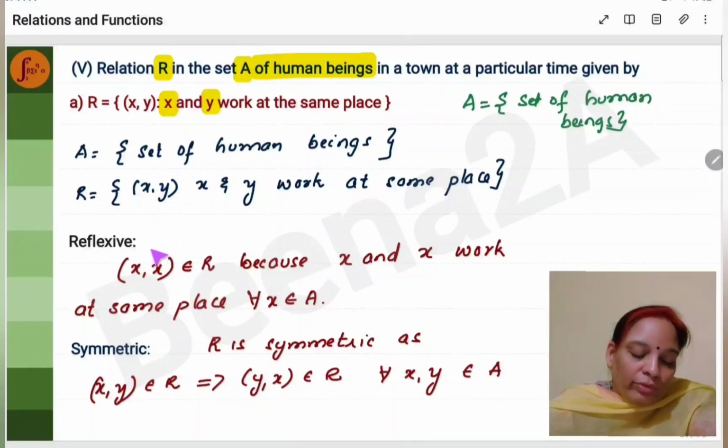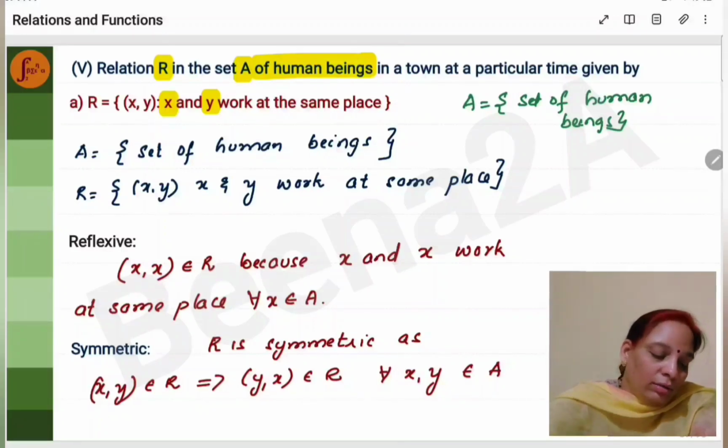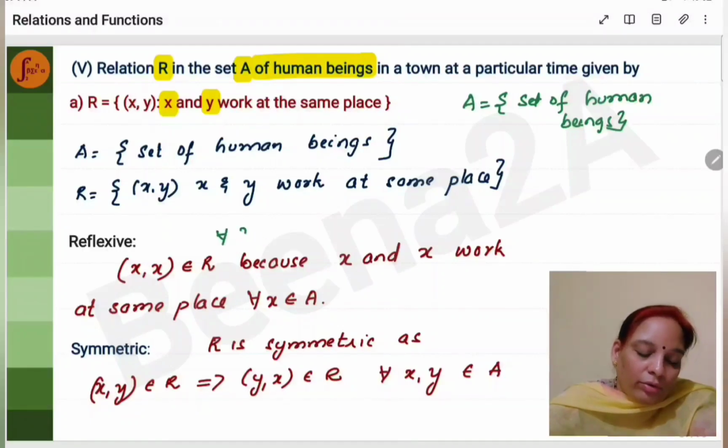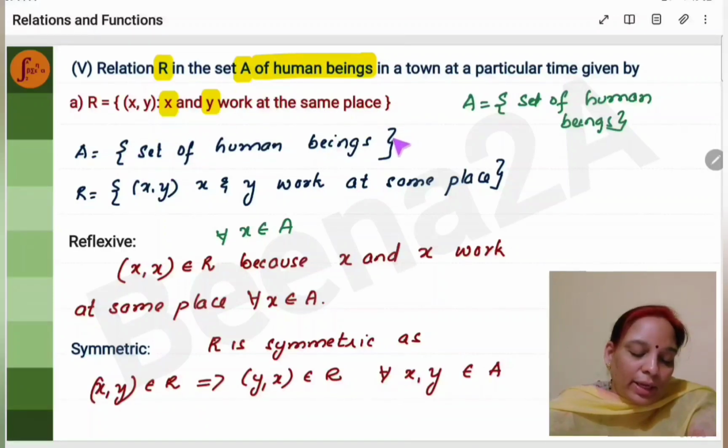Now, for reflexive, what should it be? The same element, x comma x. If x comma x belongs to R for all x that belongs to A. For every element in this set A, x comma x should belong to R. Now, all the human beings in this set should work in the same locality. So x comma x belongs to R because x and x work at the same place. X and x can work at the same place. Therefore, this relation is reflexive.